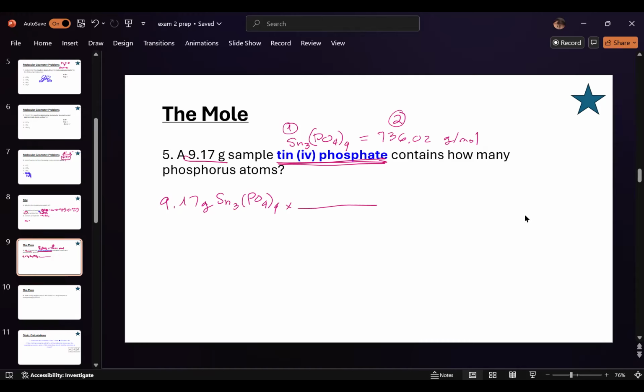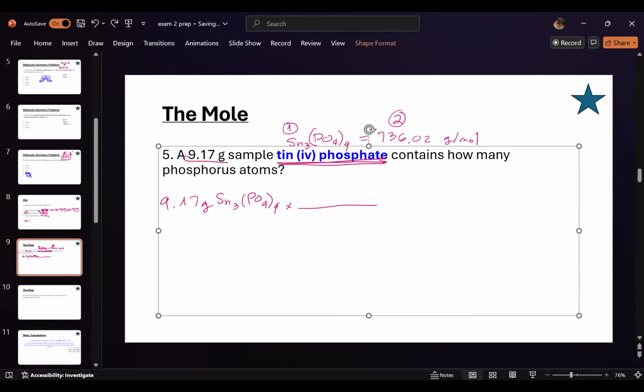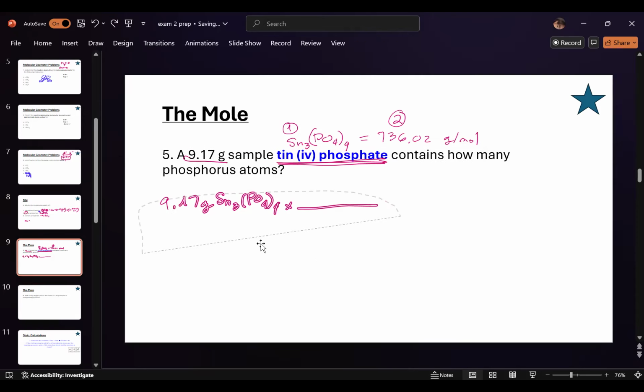Start with the given, which is 9.17 grams of tin 4 phosphate.